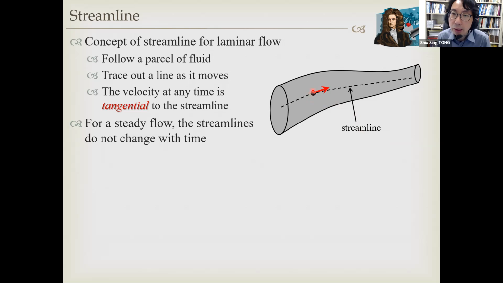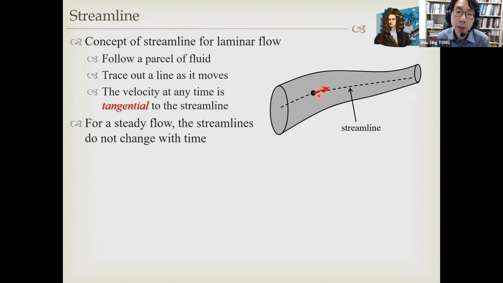And the velocity of the liquid is actually tangential to the streamline, because the fluid is now flowing in this direction along the streamline, right? So the velocity direction must be tangential to the streamline.